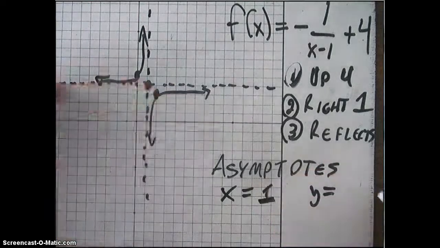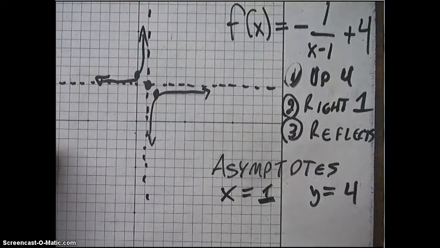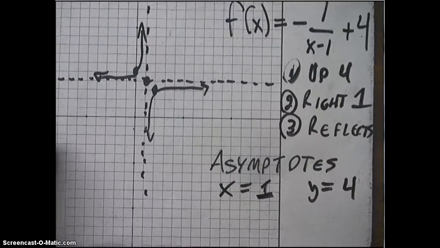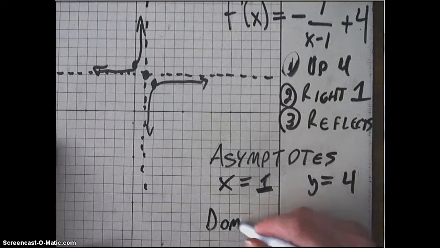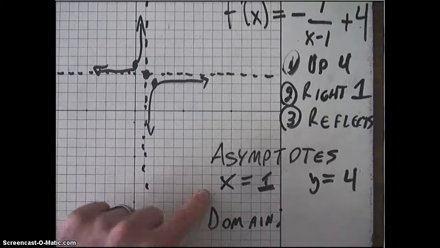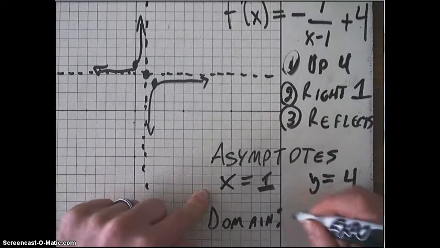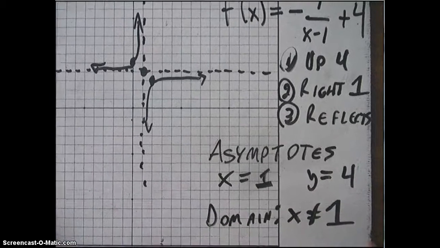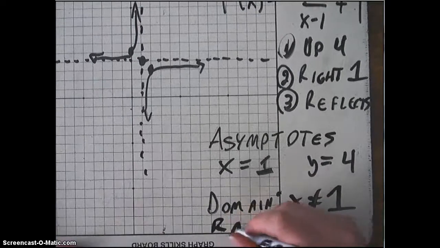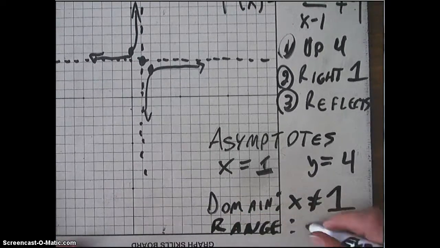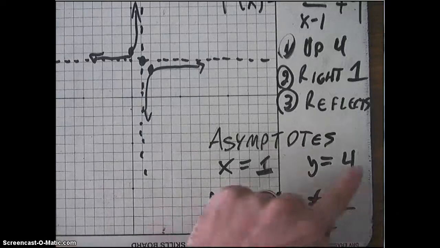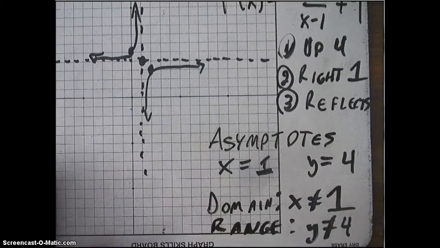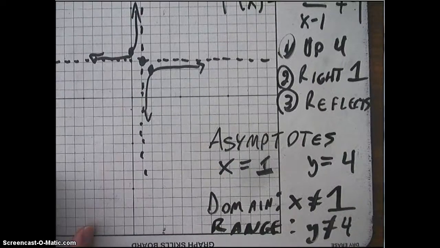and y equals 4. And once you have the asymptotes, it's really easy to find the domain. It's all the x values except for that one. So x cannot equal 1. And it's really easy to find the range as well. It's all of the y values except for that one. So y cannot equal 4. That's it. Well, why don't we do one more like that?